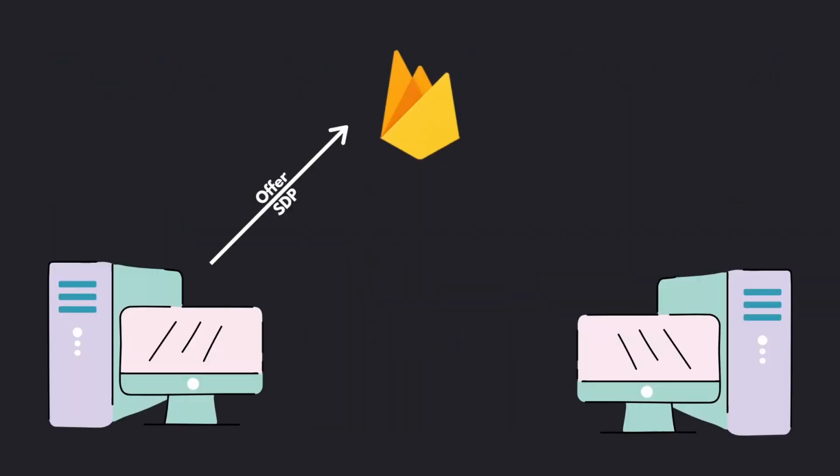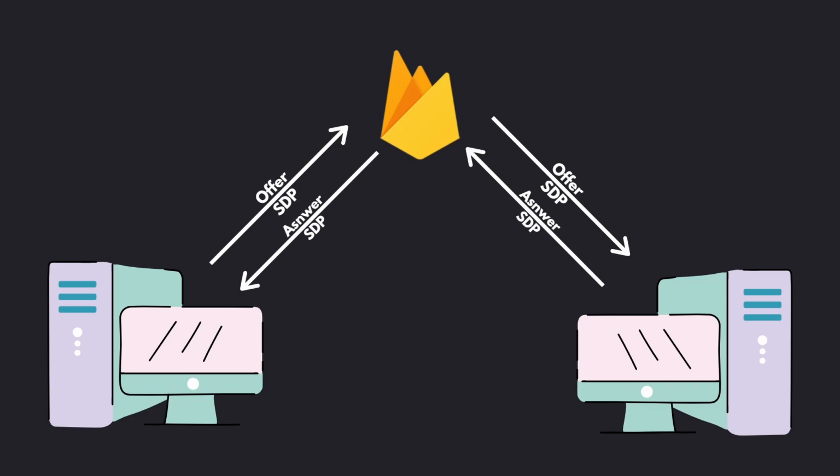So let's continue. The first computer creates an offer SDP, and once it's created, it sends it to our signaling server Firebase, and the second PC listens for it and gets it to its side. Then it creates an answer to the offer and sends it back to Firebase. The first PC listens to it and gets the answer.